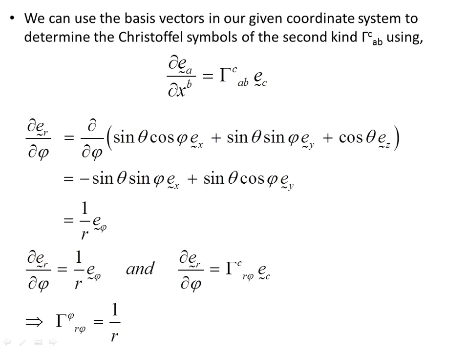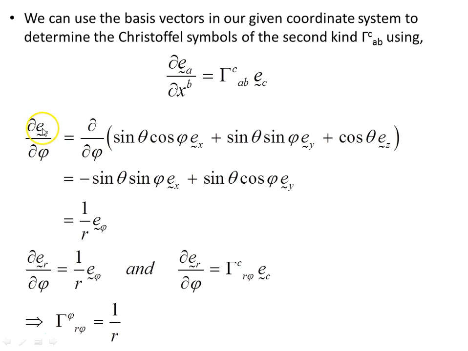Alright, now we can use the basis vectors in our given coordinate system to determine the Christoffel symbols of the second kind. And the Christoffel symbols of the second kind are the partial derivatives of the basis vectors in the given system with respect to each coordinate. Now it's how these basis vectors change in a given coordinate direction that gives us this object over here, the Christoffel symbol of the second kind, and we expand that in terms of the original basis vectors. So how much the basis vector changes in a given coordinate direction on a manifold or a space is given by this object here, the Christoffel symbols, that tells us how much they change.